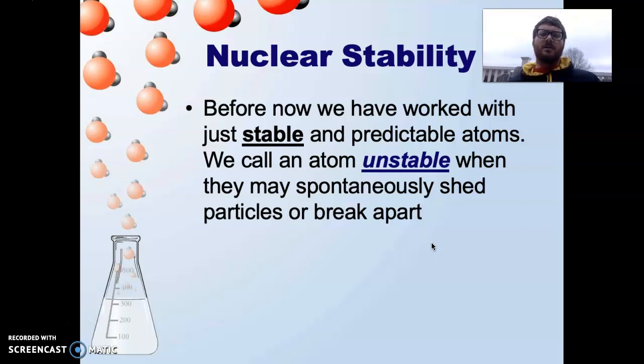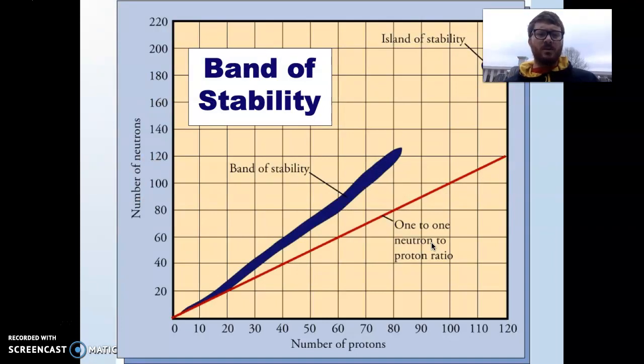Stability is when you have a predictable, chemically bonding, normal atom. However, some atoms are just naturally unstable. They may spontaneously break apart. It has nothing to do with what's around them. It has nothing to do with how they've bonded to something. It's just simply to do with their nucleus and whether or not it is intact or not. And you can see that there's a band of stability.